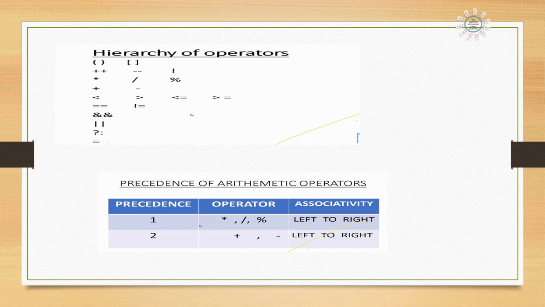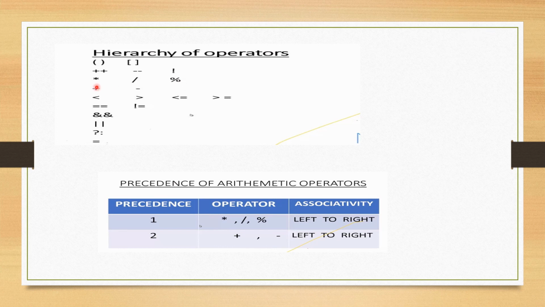Now in operators, one important topic is precedence and associativity. Precedence means the hierarchy of operators. If so many operators are coming in one line, which operator to use first? In maths, we follow the BODMAS rule. Just like that, here also some rules are there. In an expression, if a bracket is coming, we will use that first. Here brackets and then square brackets. Second, increment, that means plus plus, decrement and not operator.